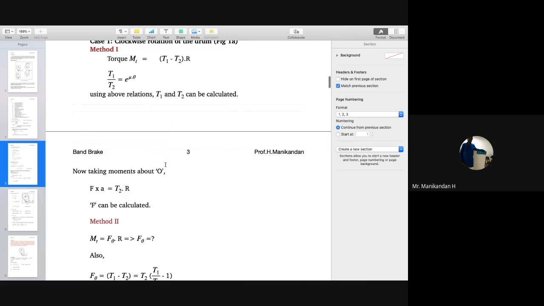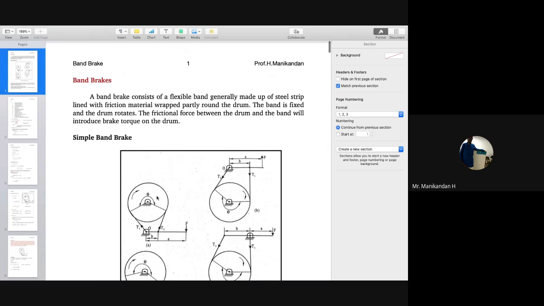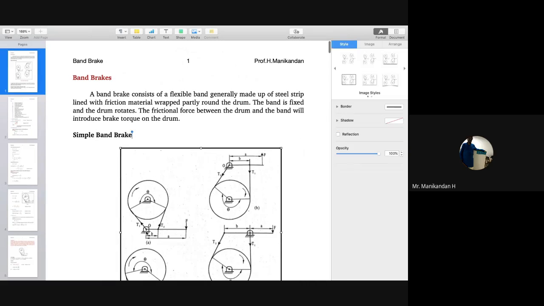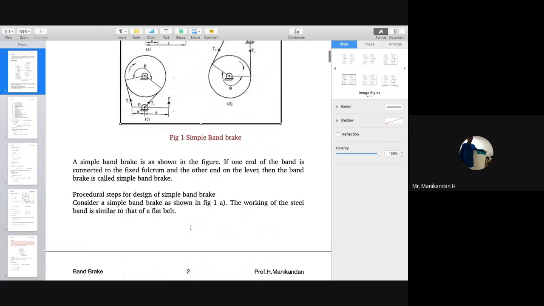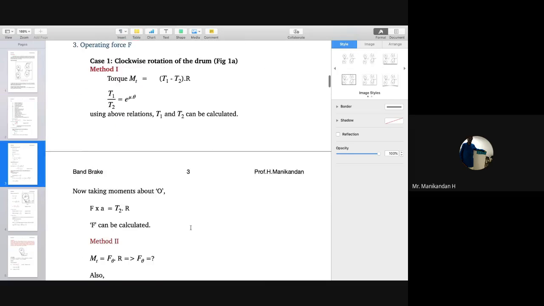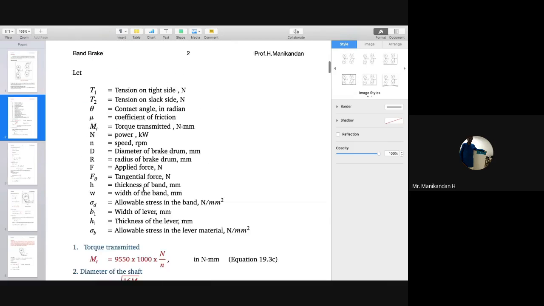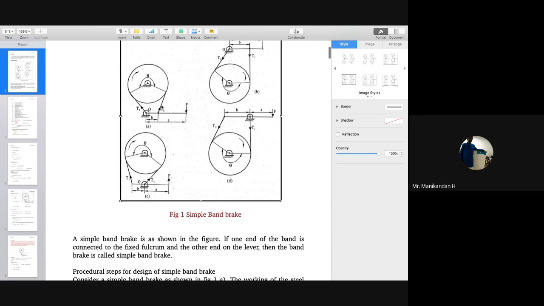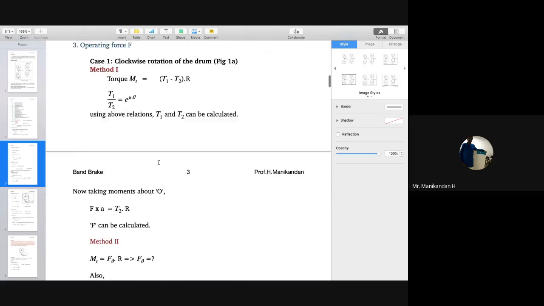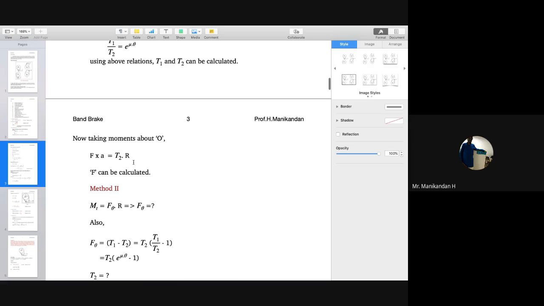Now after finding T1 and T2, we'll take moment about O. With the first figure, figure A, moment about O: F into a plus T2 into b is equal to 0, or if we equate it, we get F into a equal to T2 into b. From this, we can calculate the operating force F.